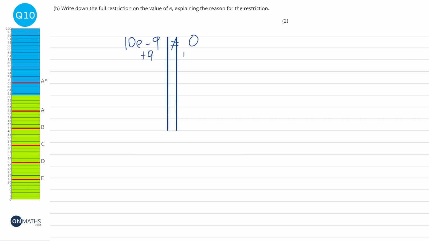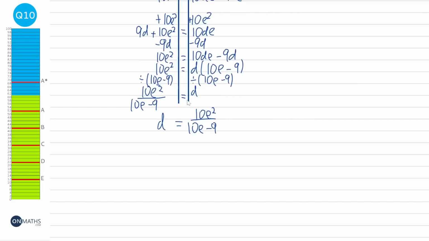So add 9 both sides. So we've got 10e is not equal to 9. Then divide by 10 both sides. So e cannot equal 9/10. So e cannot equal 9/10 is a good start, but there's actually more information that we've got in the question.